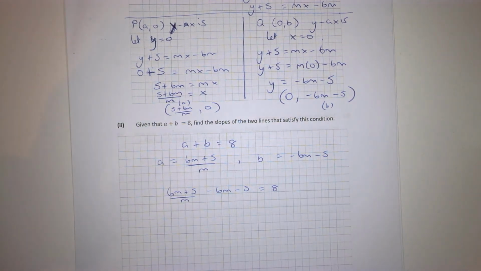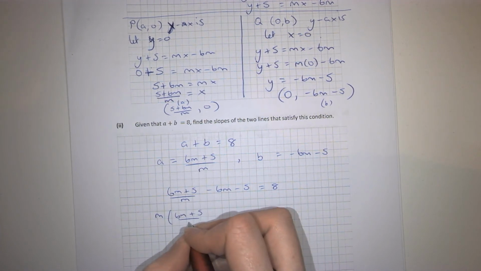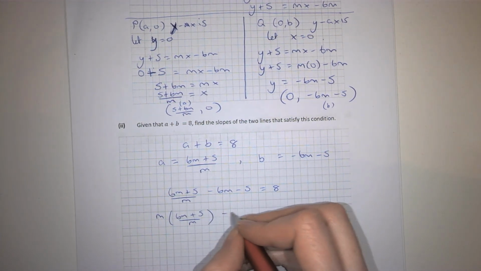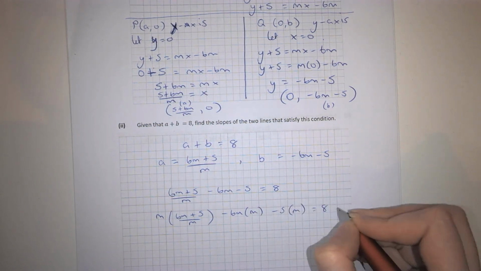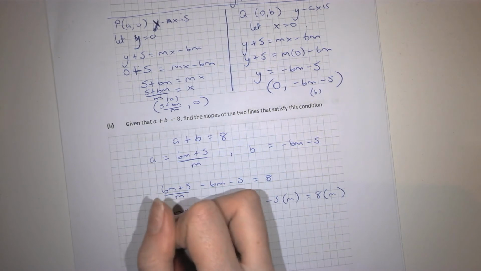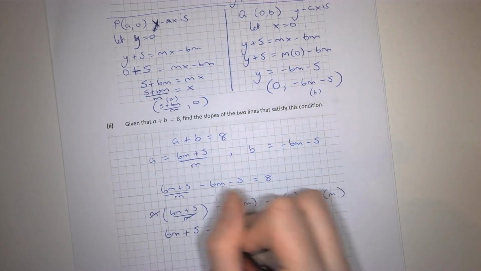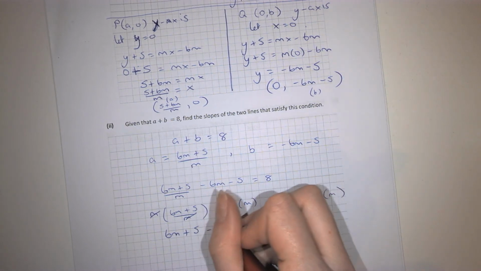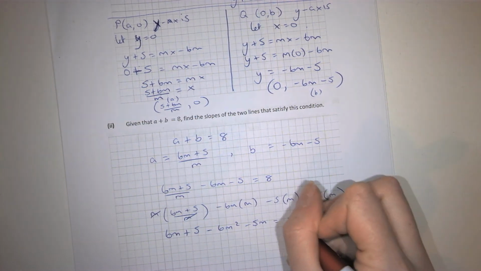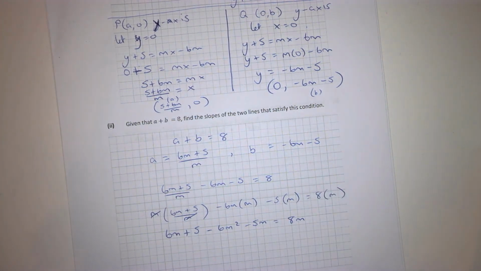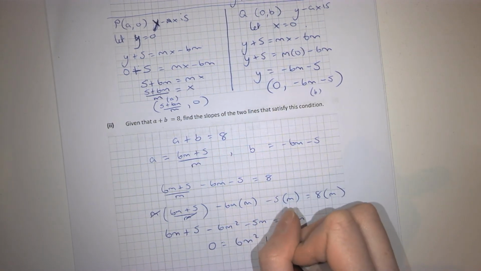Again, I have a fraction, so get rid of it. And how I get rid of it is multiplying each part by m. So they will cancel out. I'm left with 6m plus 5 minus 6m squared minus 5m is equal to 8m. Bringing everything to one side then, 0 is equal to 6m squared plus 7m minus 5.